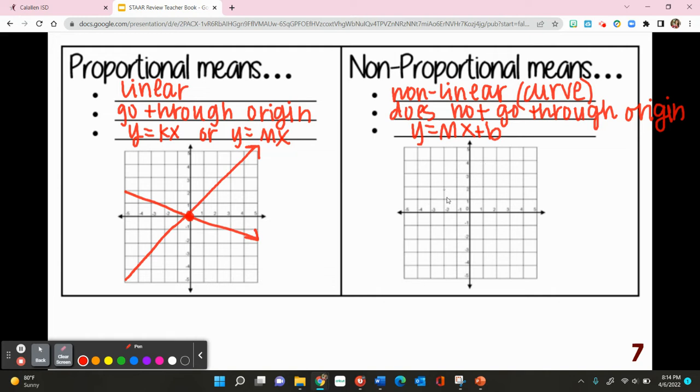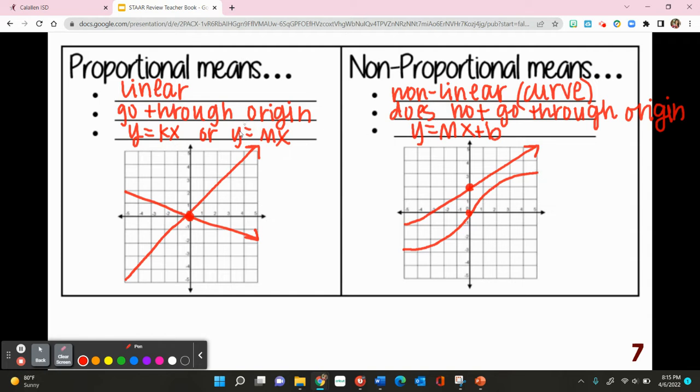So here is an example of a non-proportional equation. For instance, here it goes through the point (0, 2). Since it does not go through the origin, that automatically makes it non-proportional. Also, we talked about it being nonlinear to where it curves. So let's say, for instance, it did go through the origin, but it curved. Because it curved and it was not a straight line, that means it's non-proportional.